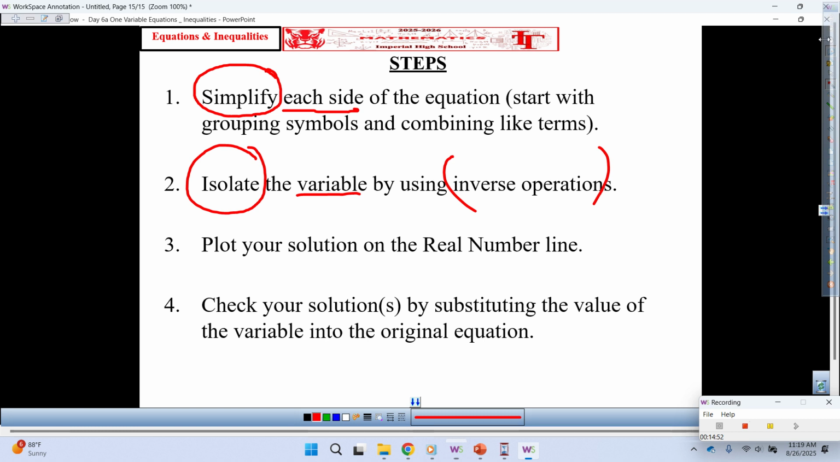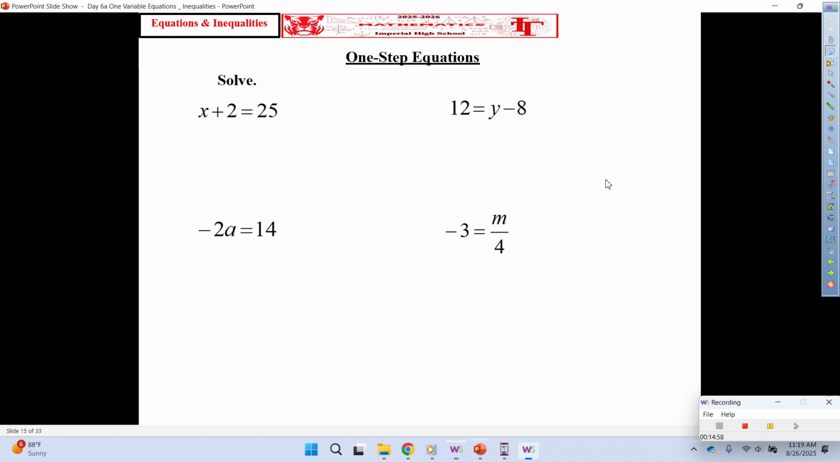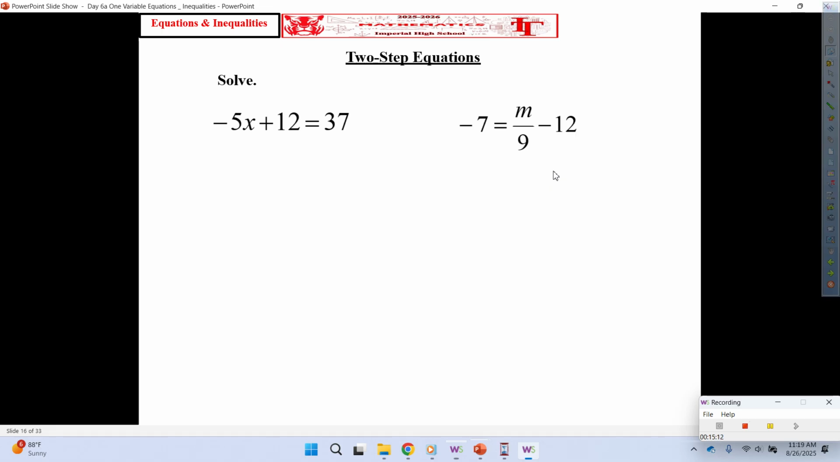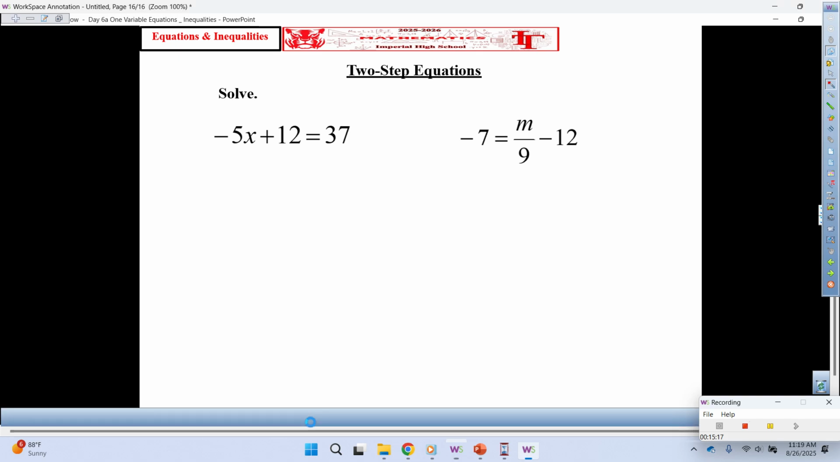All right, so with that said, look up to the screen. These are very simple ones, yeah? Those are known as one-step equations because it only takes one step. Am I going to ask you to do those? No. Let's start with two steps. Copy these. Example Q. On the left side, you write this one. On the right side, write that one. Leave plenty of space in between. So we got solve. Negative 5x plus 12 equals 37.